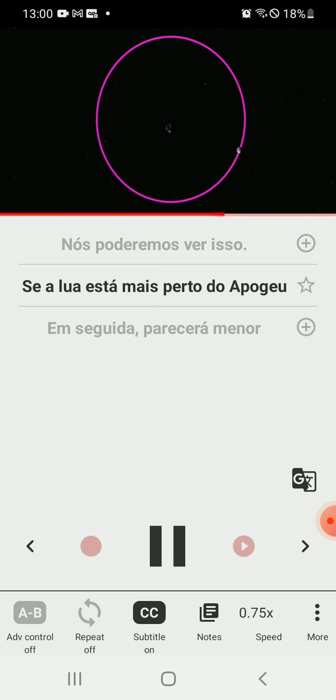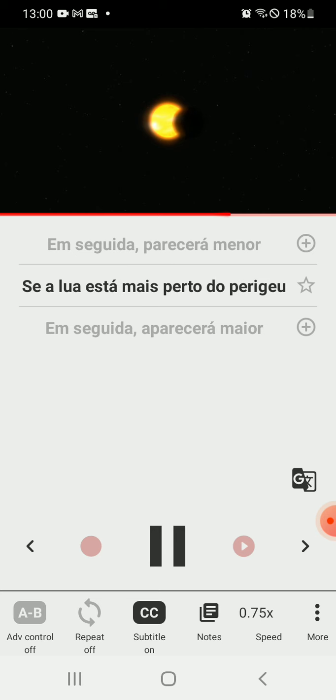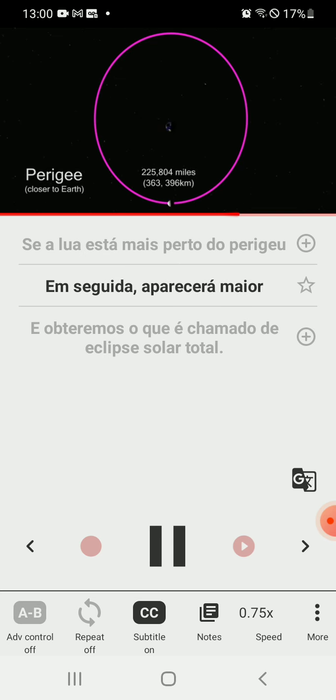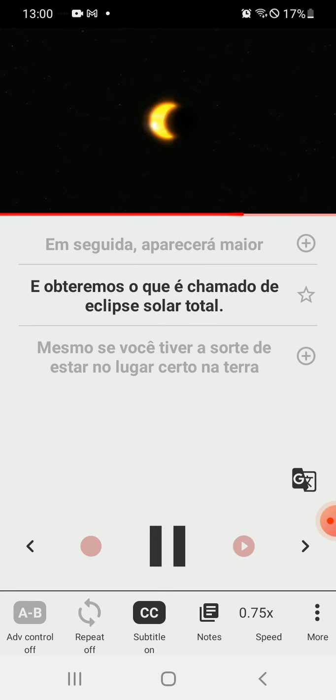If the Moon is closer to apogee, then it will appear smaller and we'll get what's called an annular solar eclipse. If the Moon is closer to perigee, then it will appear bigger and we'll get what's called a total solar eclipse.